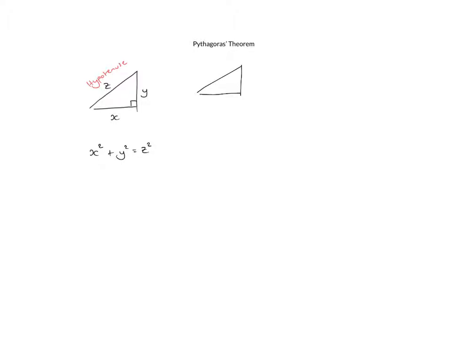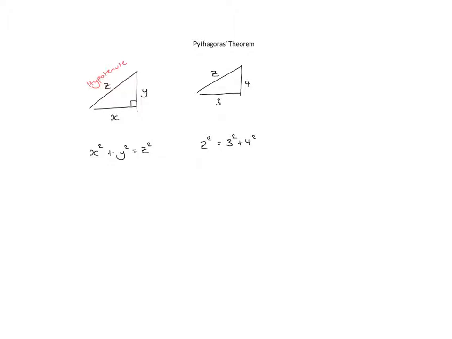I'm going to call this one 3, this one 4, and I'm going to try and find the longest side, which is the hypotenuse. I'm going to call that z. So using Pythagoras' formula, it says that the hypotenuse squared, so z squared, is equal to the other two sides squared and summed. So what we have is 3 squared plus 4 squared. We can then work these things out.